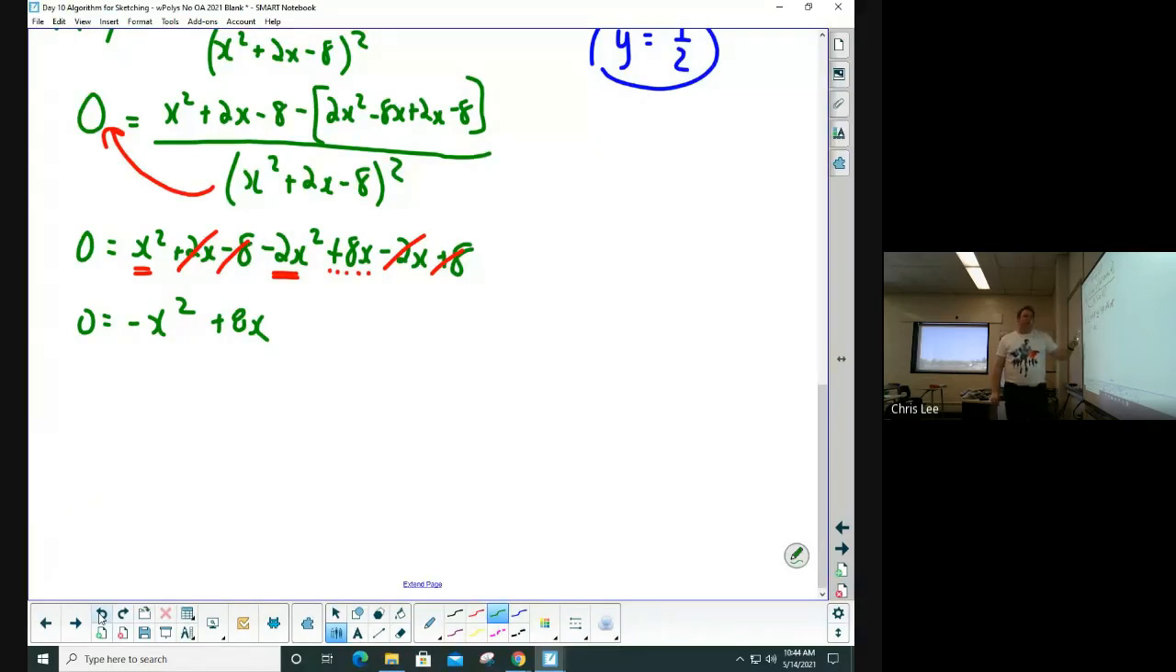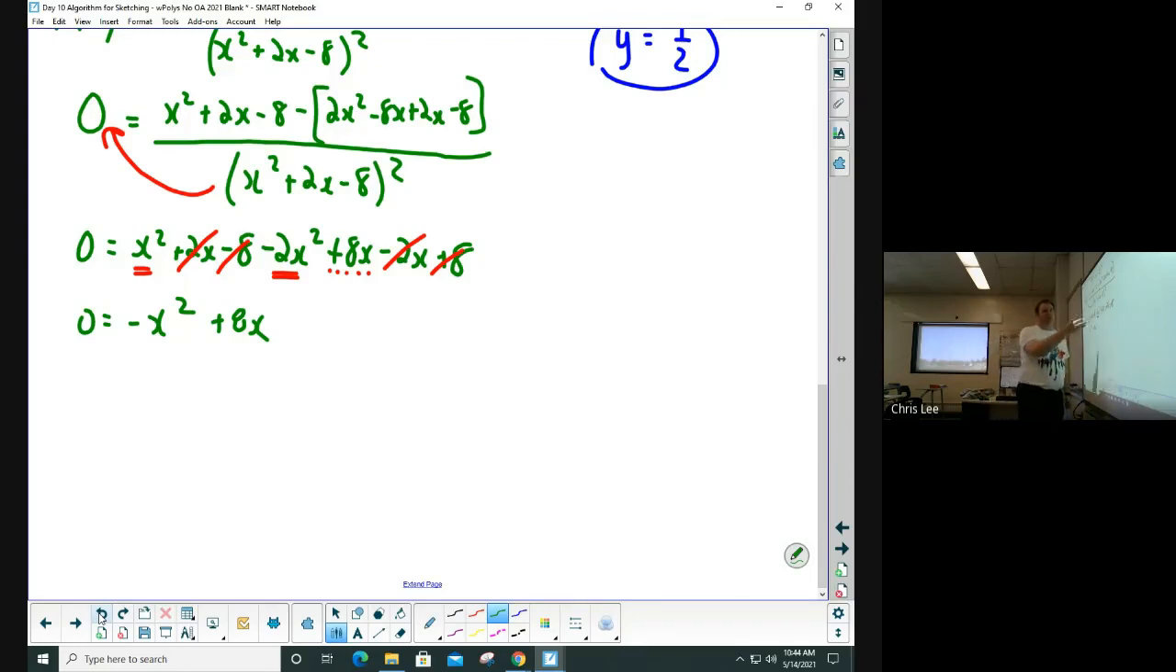And here is that little warning that I warned you about before, in that we have a negative out front. Normally we divide both sides by negative and get rid of it, but we need to keep it because that negative really significantly tells us whether it opens down or up or anything like that. So we're going to keep it and factor this.